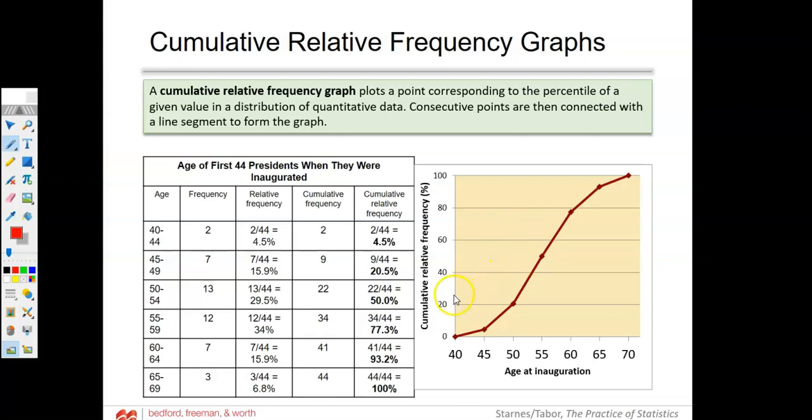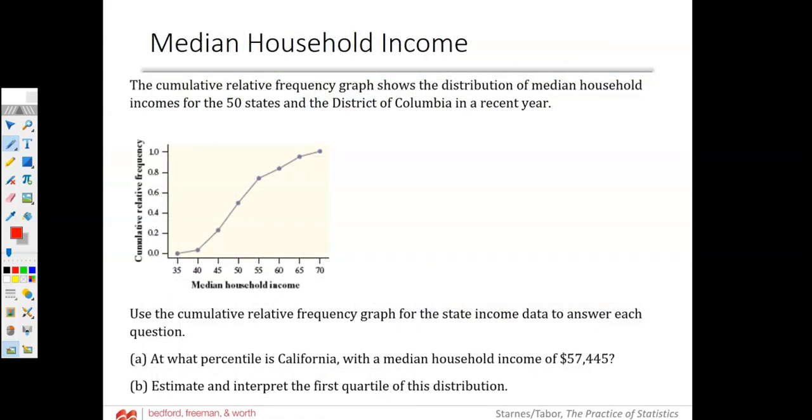The first quartile, you look up 25%. It's hard to find that exactly. You kind of go between the 20 and 40, somewhere around there. I don't know, somewhere around 51 or so would be the first quartile, the 25th percentile for the first 44 presidents for age at inauguration. And then 75 would be somewhere up there, just below that dot there. So somewhere in the neighborhood of 60 is the third quartile age at inauguration for the first 44 presidents. So they'll ask you questions like, let's try one.